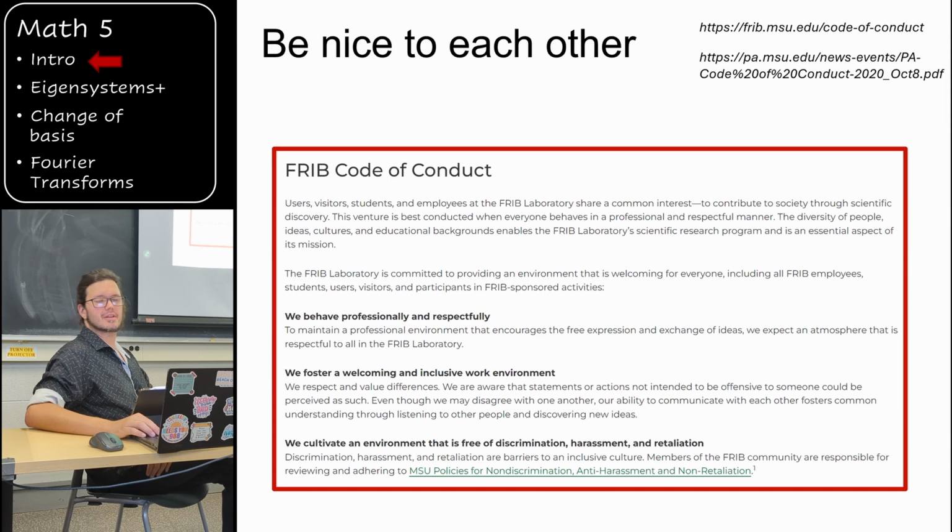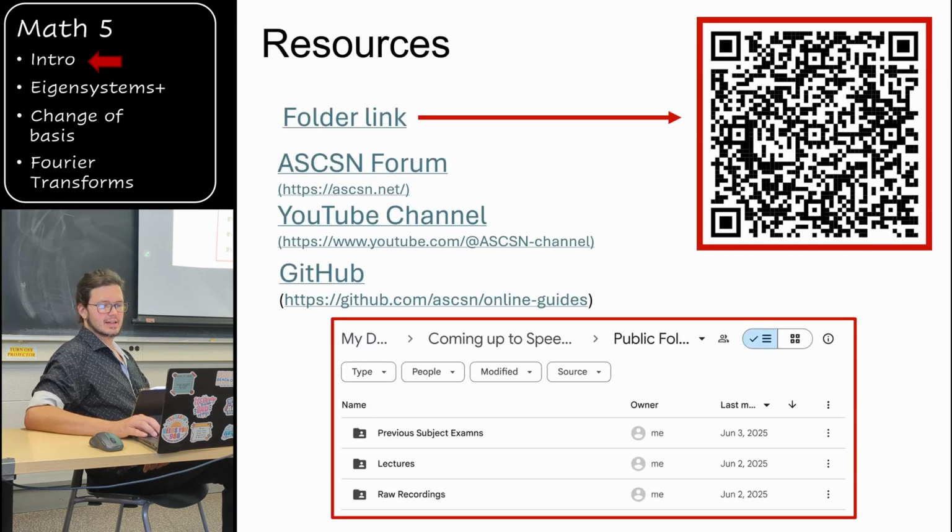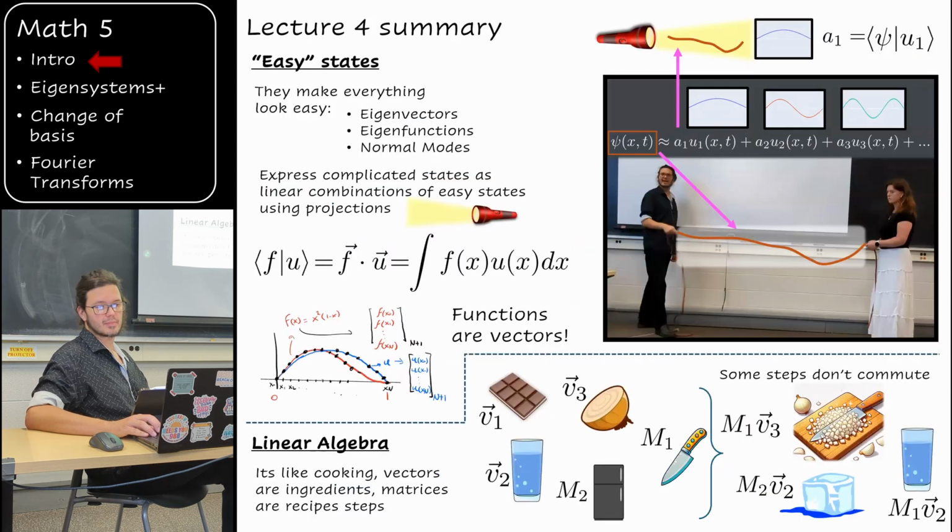Today is the 5th iteration of our Coming Up to Speed course. As usual, a reminder for you to be nice to yourself and to each other. The slide has the information about the resources with all the links, the drive where I'm putting everything, the GitHub repository where we have the coding, including the one that we're going to use today for the Fourier transform, and the forum and the YouTube channel.